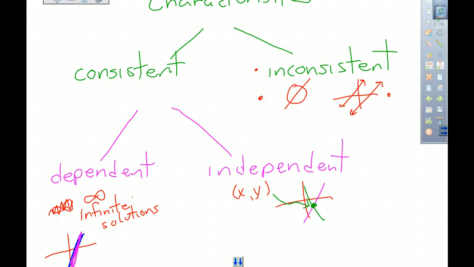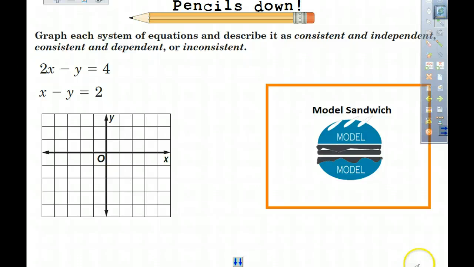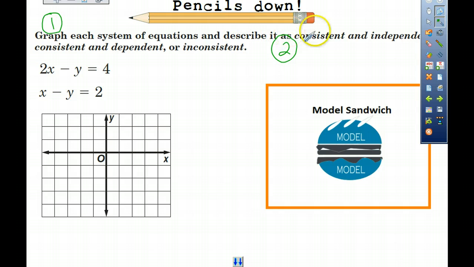Good? All right. So what I'm going to do, we're going to go through a few problems. It's going to be two parts. Of course, just to graph it, and then the Algebra 2 part, the new part, just label it as consistent, independent, and so on. Make sure you read the directions and follow it and write this stuff out.